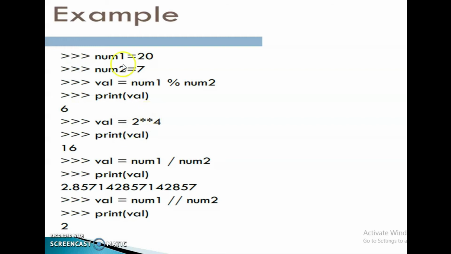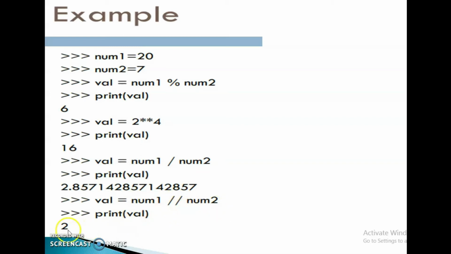Clear? Then val is equal to 2 double star 4. That is 2 raised to 4. Print val, we will get 16. 2 into 2 into 2 into 2. Then val is equal to num1 divided by num2. You can see the number is like this, 2.8571428571428571 like that.